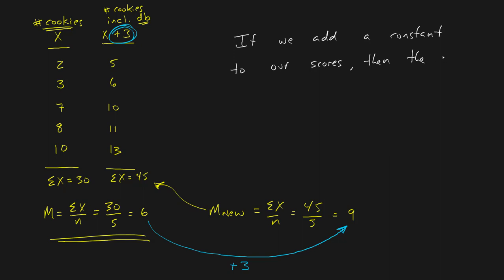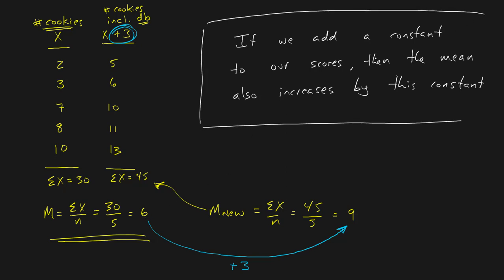then the mean also increases by this constant. So if I had added 10 to each of my scores, then the mean would have been 10 higher. Instead of being 6, it would have been 16. If I added 100 to each of my scores, instead of having a mean of 6, I would have had a mean of 106.